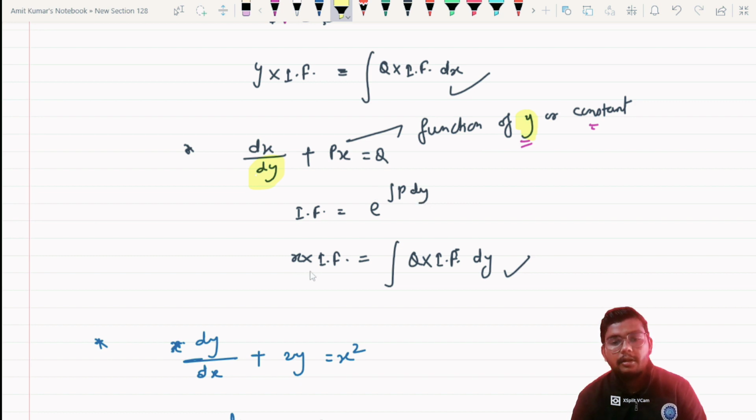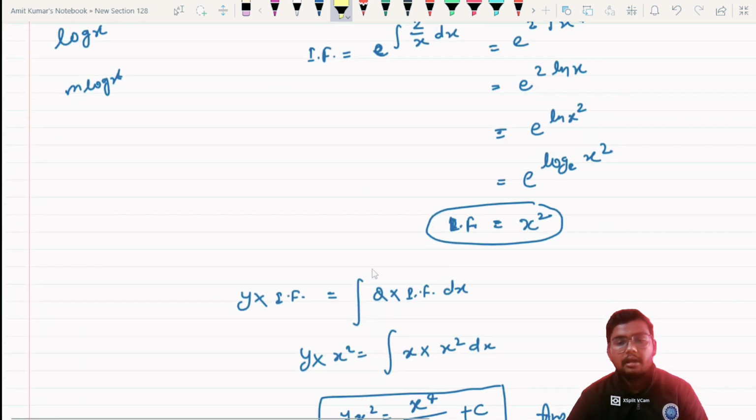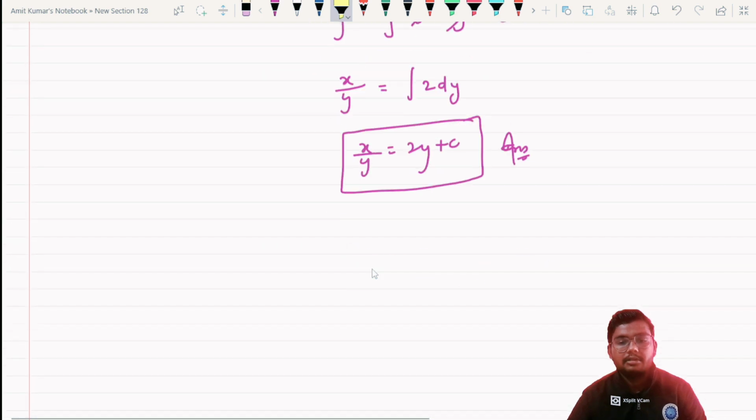Then x into integrating factor equal to integral of Q into integrating factor into dy. So we do it like this, and then from here you can calculate the answer as we have seen in the examples.